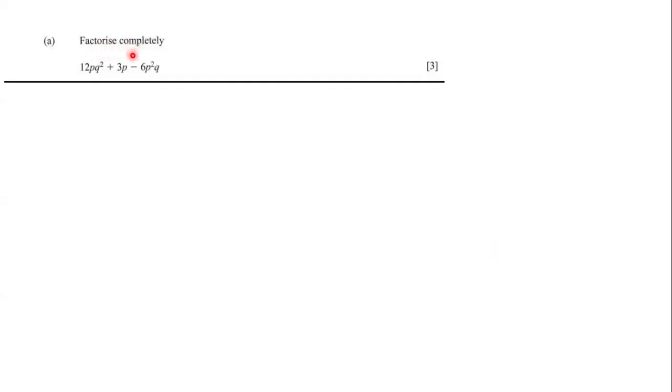Factorize completely. Notice that we have this expression right here that we have to factorize. We have 12pq² + 3p − 6p²q.